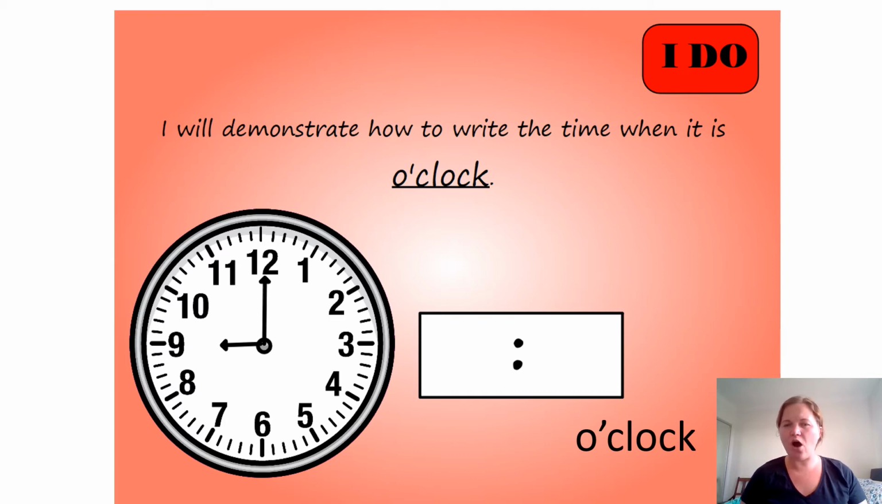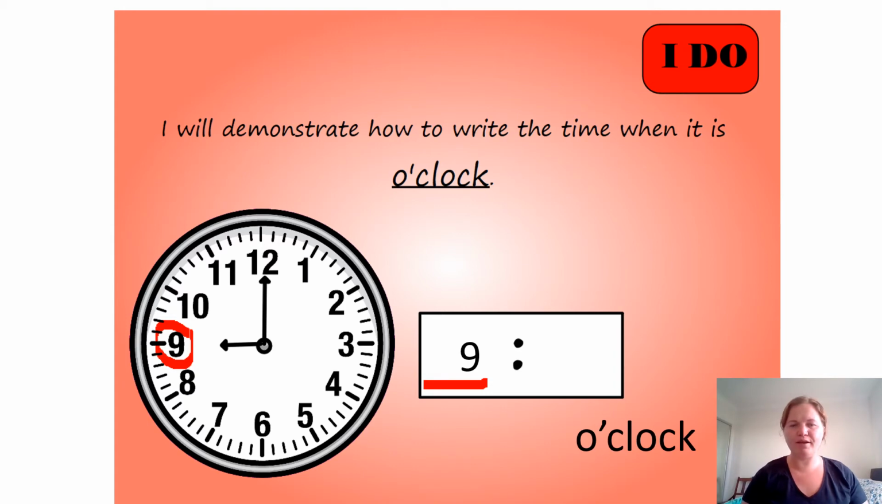Let me do another I do. Having a look at this clock. Step number 1. Let's have a look at the hour hand. The hour hand is facing the 9. So when I go to write the hour in my hour space on my digital clock, I'm going to write the number 9.